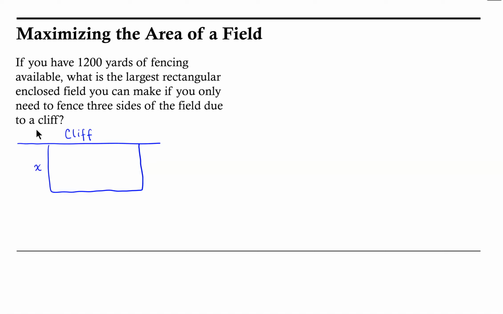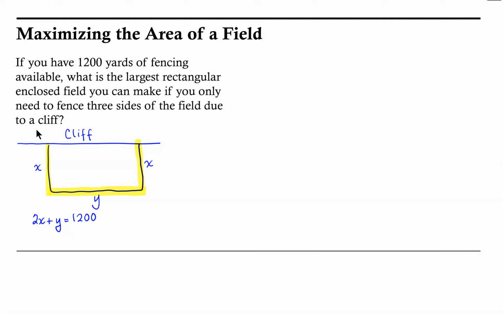2 sides will be the same length. Let's let those be X. And one side will be potentially a different length. We'll call that Y. And if we have 1,200 yards of fencing, the 1,200 yards of fencing will be used to go around the perimeter of the field. So we know that 2x plus y has to equal 1,200 yards.